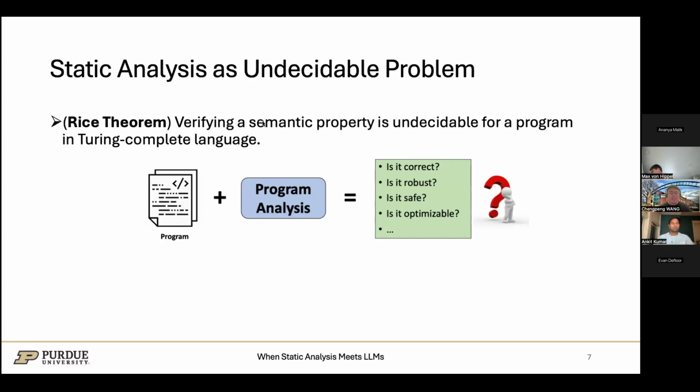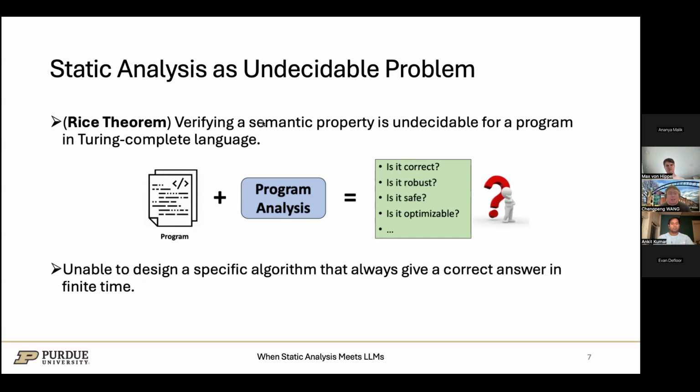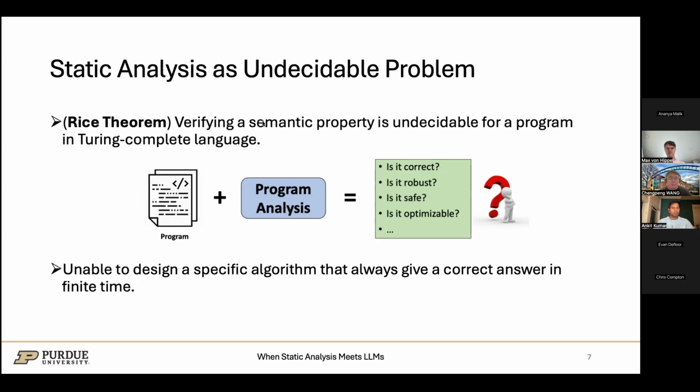I have to highlight this theoretical barrier, because Rice's theorem tells us that if we want to analyze any input, where the input consists of the program, a Turing complete language, and the property, for example, whether this argument or this value is 0 or not, such a problem is undecidable. This means we cannot design a deterministic algorithm that can solve any kind of input correctly in finite time. So in this case, we cannot always solve the problem perfectly, right?